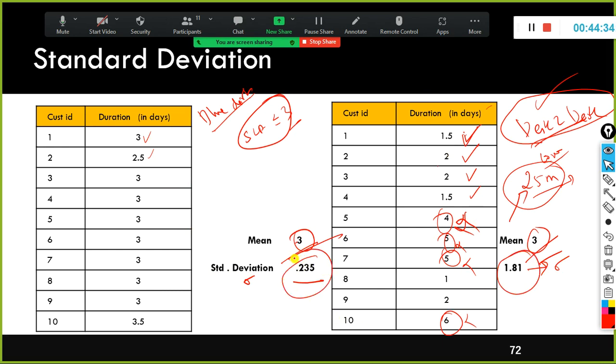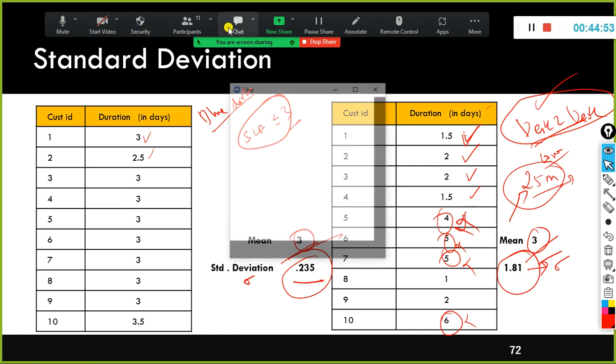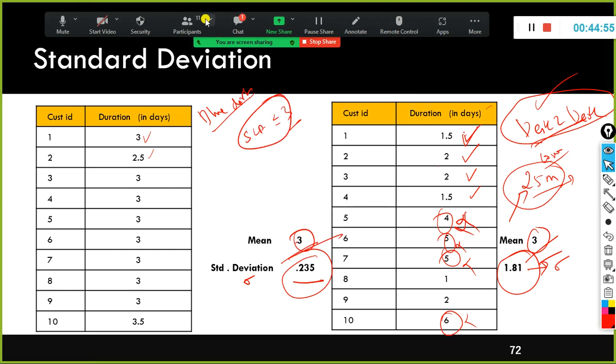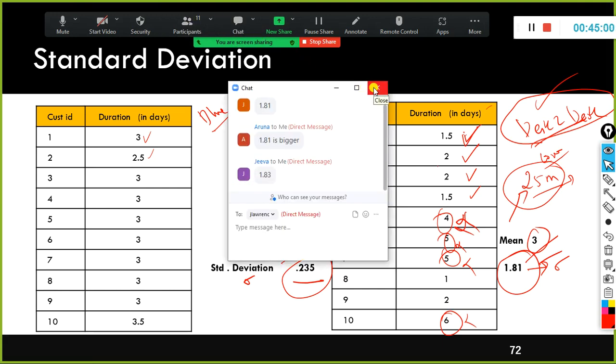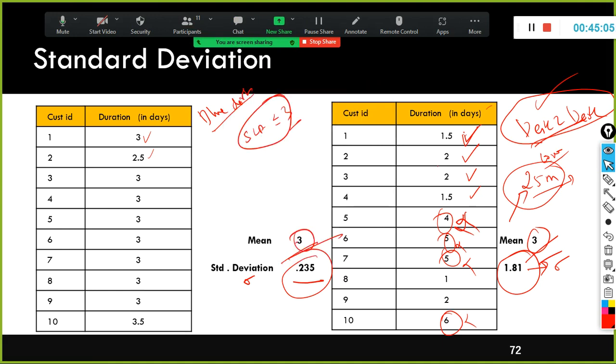What did I say? Which one is lesser here? All of you please type it in the chat window so that I can make sure I'm able to hold your concentration here. Okay, which one is bigger? 0.235 is bigger, 1.81 is bigger. Which one is bigger here? Yeah, Lawrence. Gilbert, 1.81 is bigger. Aruna and Jiva say 1.83, right? So 1.81, not 1.83, 1.81 is bigger than this one.